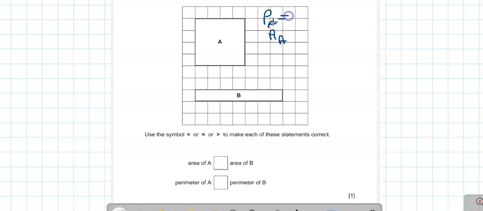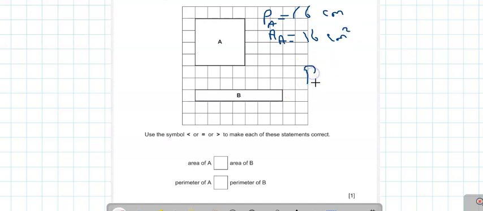So the perimeter of A, each side is 4. 4 times 4, 16 centimeters. And the area of A, also 4 times 4 is 16 centimeters squared.